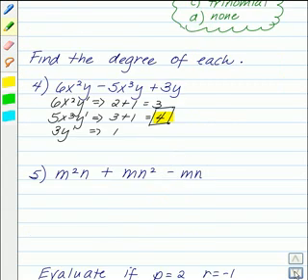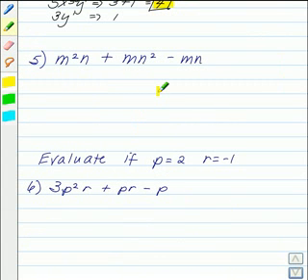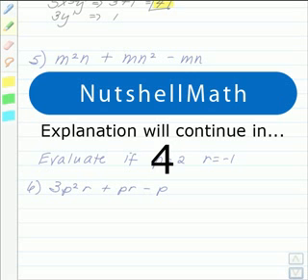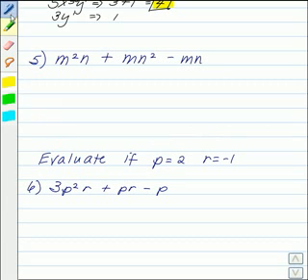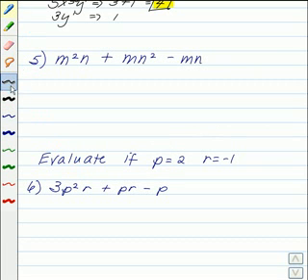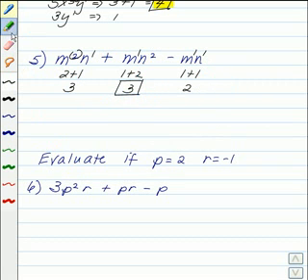Let's have you try that with number 5. Click continue when you're done, and we'll go over it. Welcome back. I hope you found that the degree of this monomial is 2 plus 1, which is 3. The degree of this one is 1 plus 2, which is also 3. And the degree of this one is 1 plus 1, which is 2. So since these are both 3, the degree of the entire polynomial is 3.